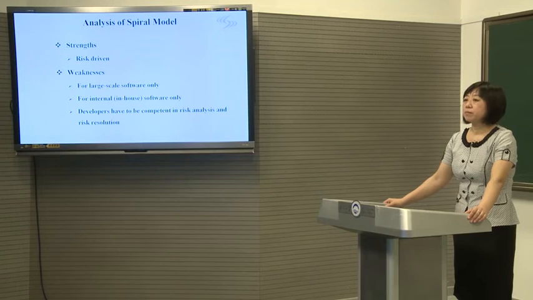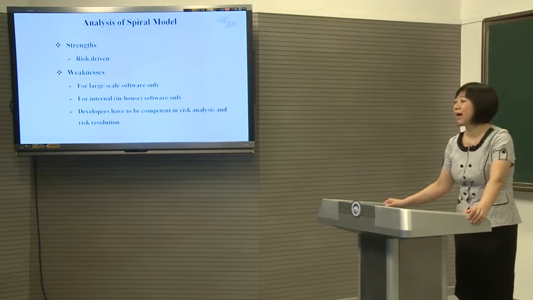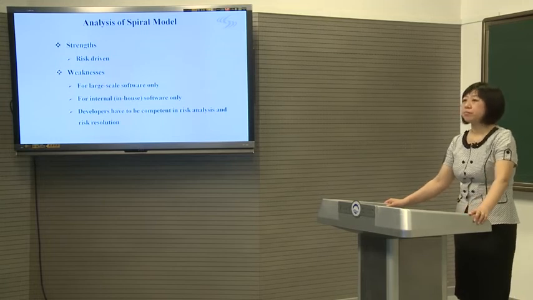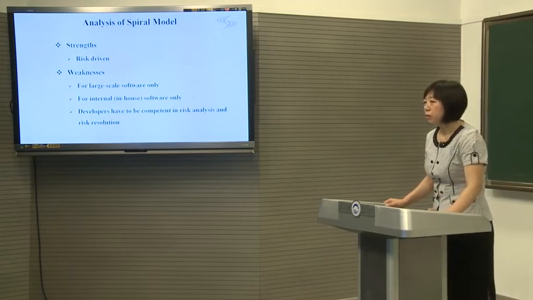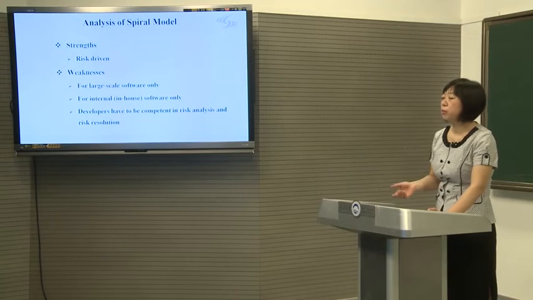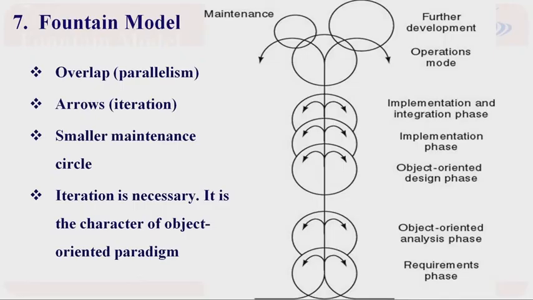Well, this model also requires developers to be competent in risk analysis and risk resolution. So we find that this Spiral model is not suitable for every software organization, and it is not suitable for any project. For the TAME model, well, this diagram is really different from previous ones.